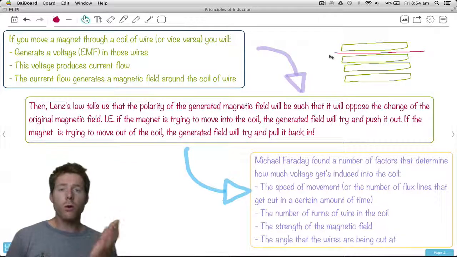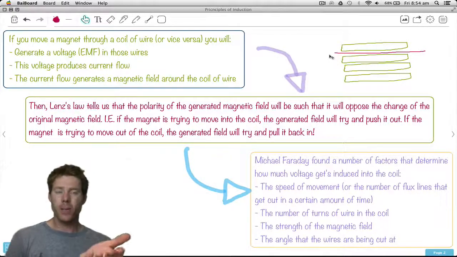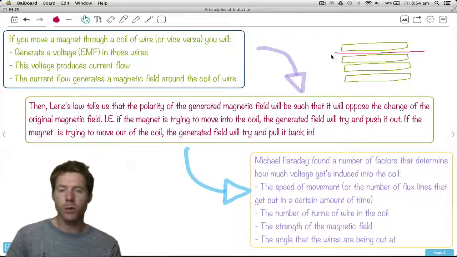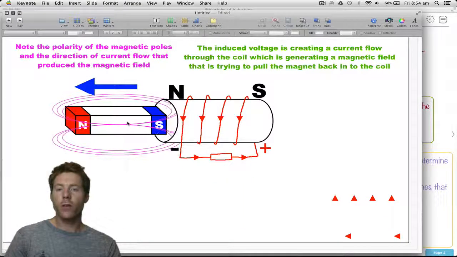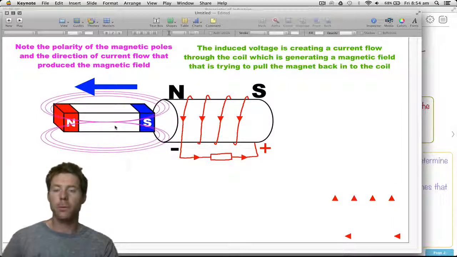So the more lines that you're cutting through, the more voltage you get, but if you're actually going parallel to those lines, you're not cutting any of them, so you don't get any voltage. So they're the four things that determine how big the voltage difference between these 2 points will be when you move a magnet through there.